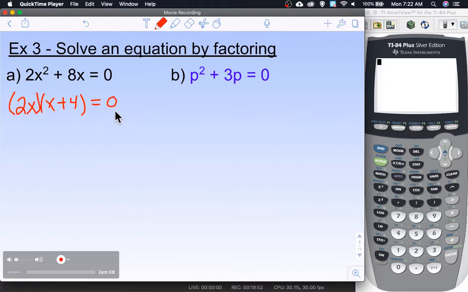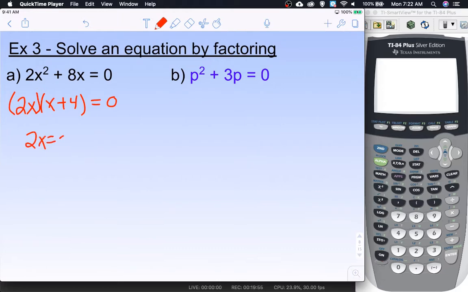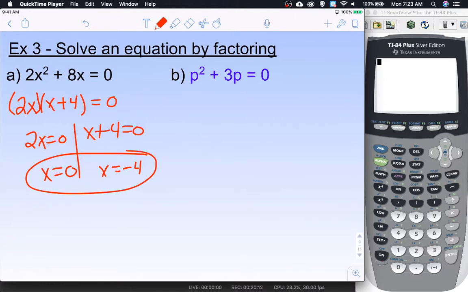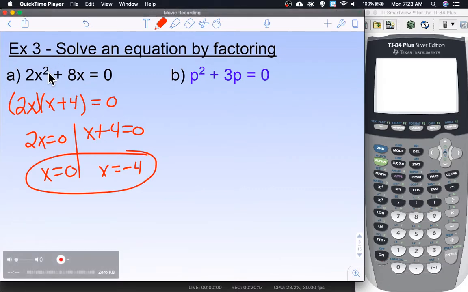So I know either 2x equals 0 or x plus 4 equals 0. And so I'm going to solve both of those equations: either x equals 0 or x equals negative 4. And that's it. That equation is solved. So that was factoring first, then using the zero product property. If two things multiply together equal 0, set both things equal to 0 and solve. Okay, you try one. Try letter B here.